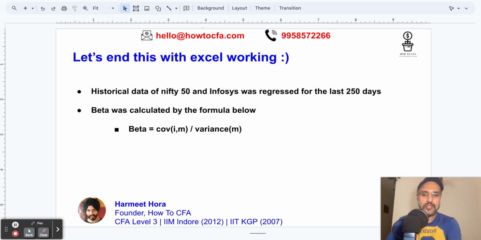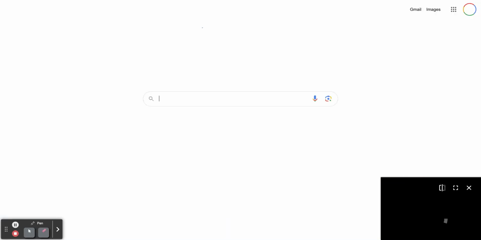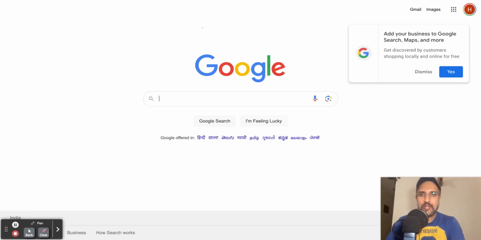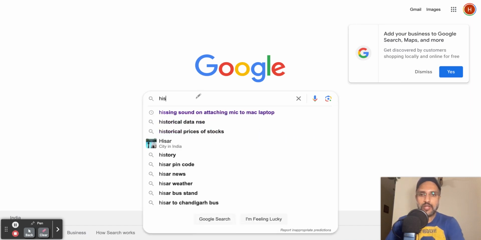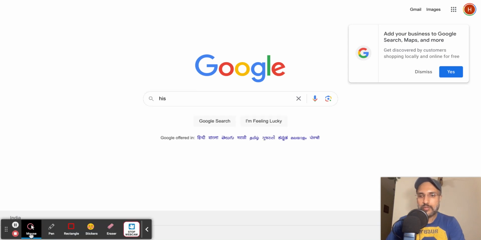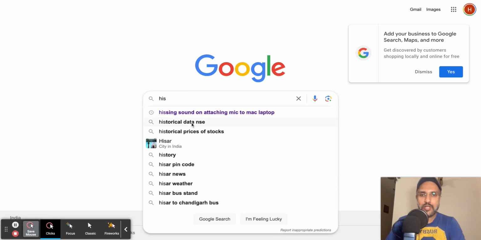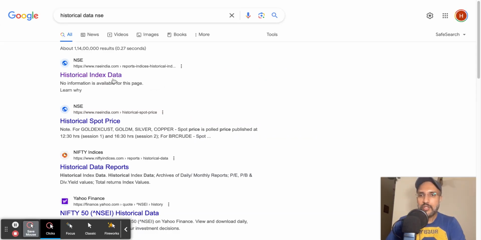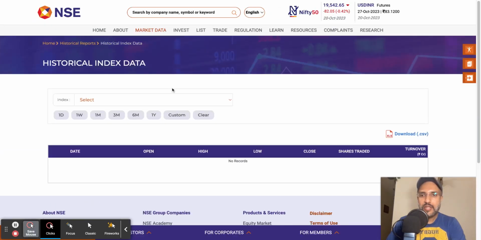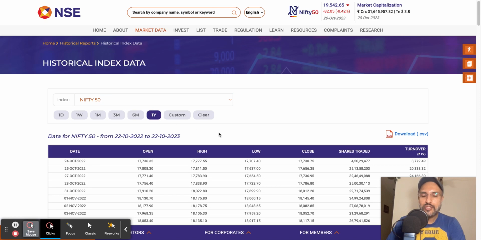So very simple friends, you go to Google and you type here historical prices of stock. Let me just go back here, select my mouse. So you select here historical data NSC. Here you will see this NSC first data point. You click on this. Here you will be asked to select the index, right? So the market here is nothing but Nifty 50. I will take the last 1 year data.